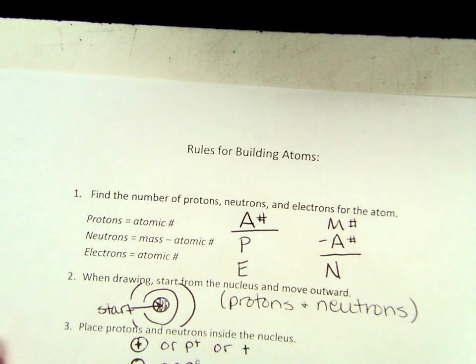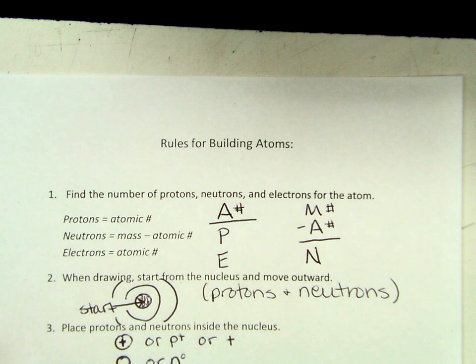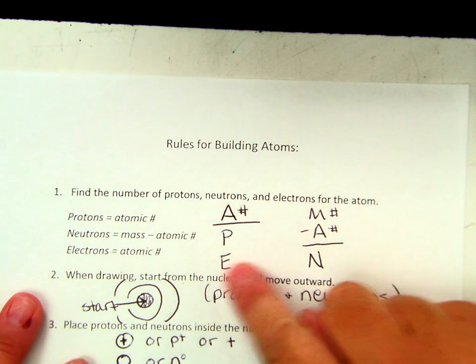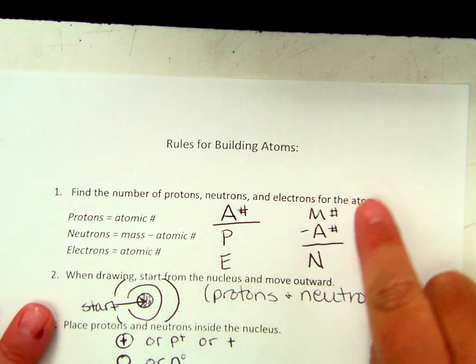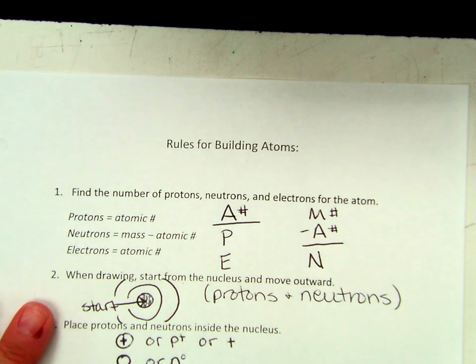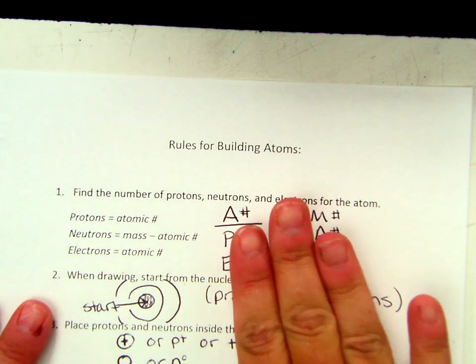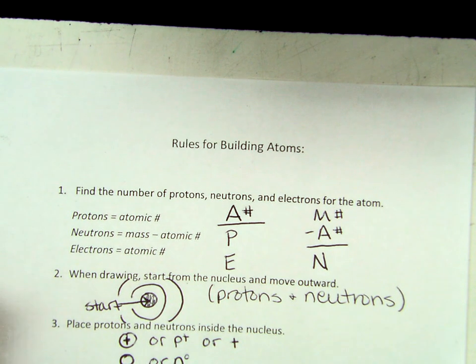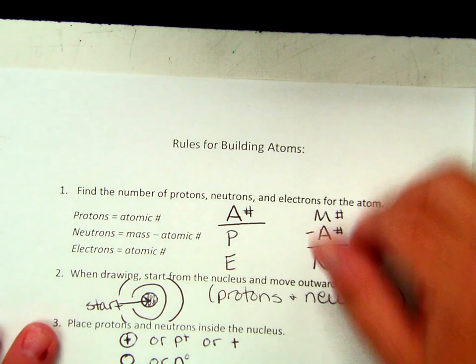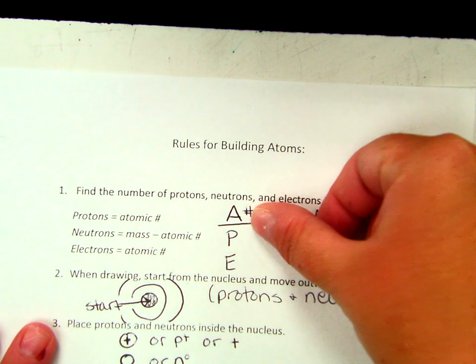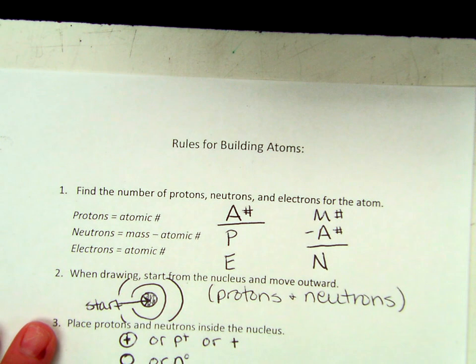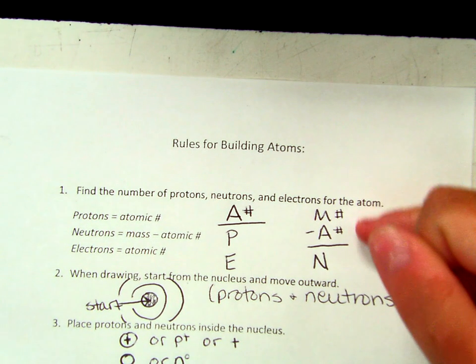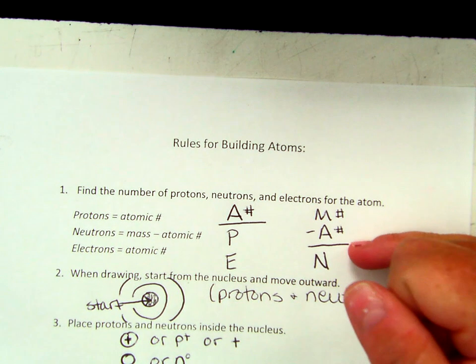Today we are going to go over something we call rules for building atoms. In the past couple weeks, we've been talking about how to discover protons, electrons, and neutrons. Today we're going to look at how those actually go together to build an atomic model. First, remember that the atomic number tells us how many protons and how many electrons we have, and that the mass number minus the atomic number gives us neutrons.